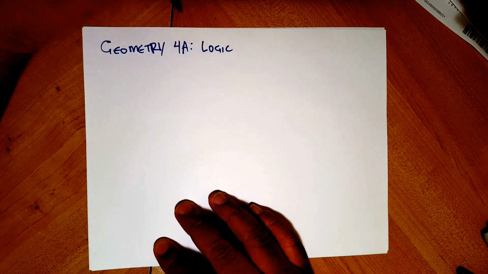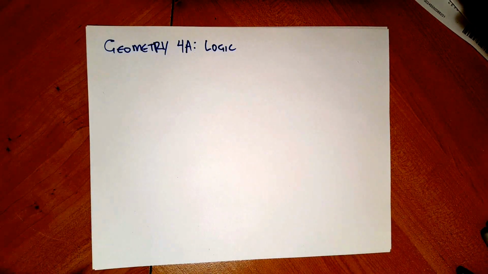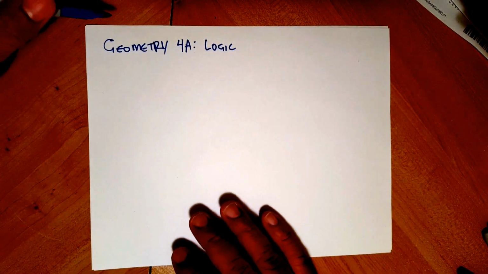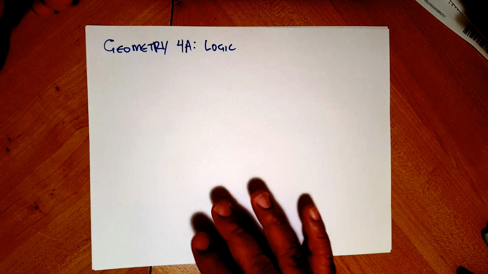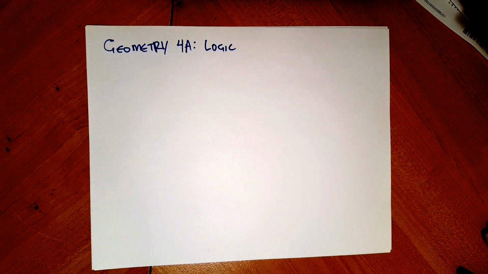And what we're going to be doing in this unit is logic. So it's going to seem a little less mathematical, more rational thinking. So what we're going to start off with in 4A is just some basic terminology and some basic symbols. Essentially, the best way for you to do this is just to memorize what the symbols mean.